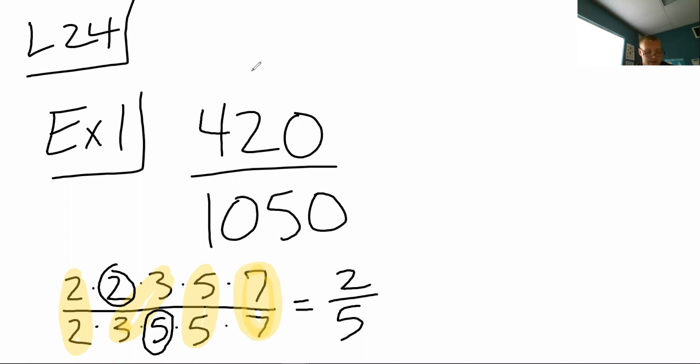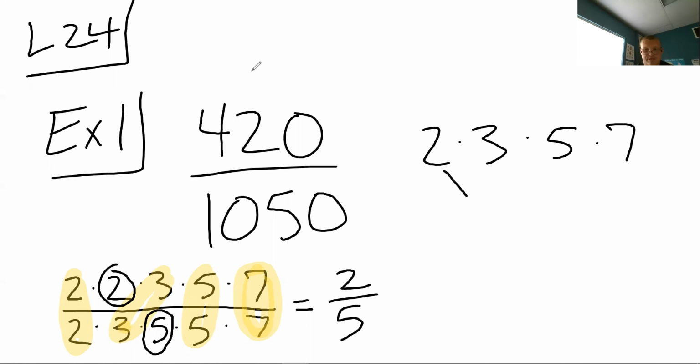Well, let's see the ones that I have in common. I have a 2, 3, 5, and 7. So what I would do is take 2 times 3 times 5 times 7. See down here how I have those highlighted ones? A 2, 3, 5, and 7. Those are the ones I have in common. If I multiply those all together, that'll give me my greatest common factor.